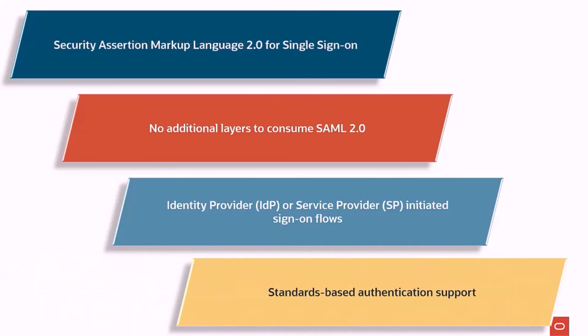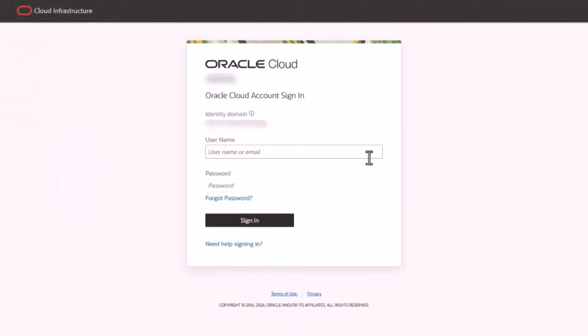Security Assertion Markup Language, or SAML 2.0, is one of the most widely used standards for single sign-on across enterprise applications. For an identity provider-initiated flow, you start by signing in to an identity provider, or IDP. The IDP authenticates you and sends a SAML response to PeopleSoft, which acts as the service provider. IDP examples include Oracle Identity and Access Management, Microsoft Entra ID, Okta, and other standards-based identity systems.